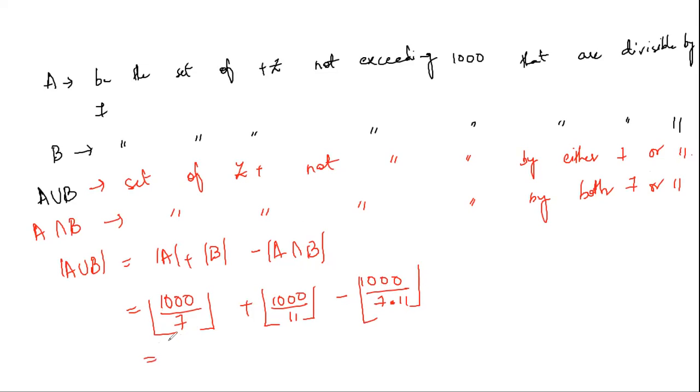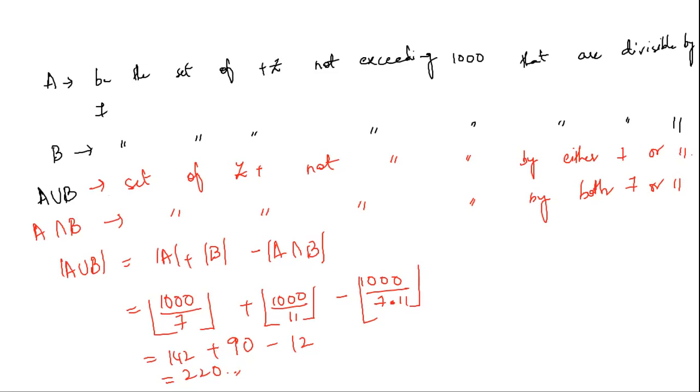Now 1000 by 7, what is the floor value? It will give you 142 point something, so 142. Similarly 90. And how many common elements are there? There are 12 common elements, so 1000 divided by 77, the floor value will be 12. Now, what is the total number of integers not exceeding 1000 that are divisible by 7 or 11? The total number of integers is 220. So, this is the solution.